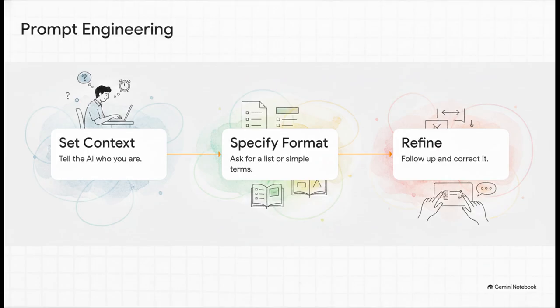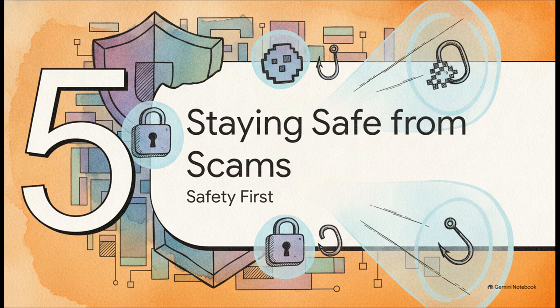Step 2. Ask for a specific format. If you want things really easy to read, say, give me a numbered list, or explain it like I'm brand new to computers. Step 3. Refine as you go. Just like we talked about, treat it like a real conversation. Correct it if it's wrong, and ask it to try a different approach. You are in total control here. And that brings us to our final and perhaps most important stop, Section 5, Staying Safe from Scams.